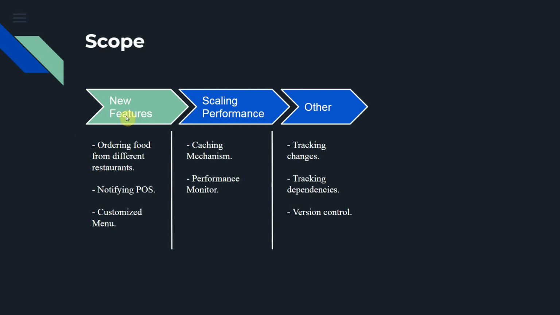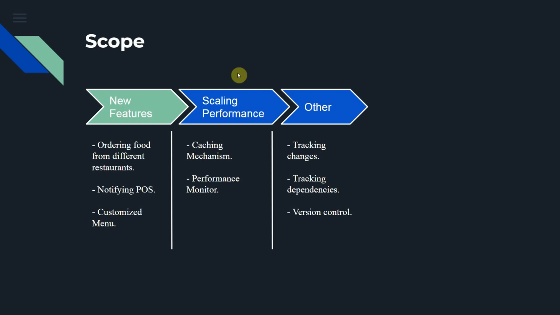So for the new features, the first feature is about giving good support for customers to order food from different restaurants. Second of all, it's a communication system between the point of sale systems at different restaurants and my website. And customized menu is just to give the dishes a better look, so it attracts more customers.